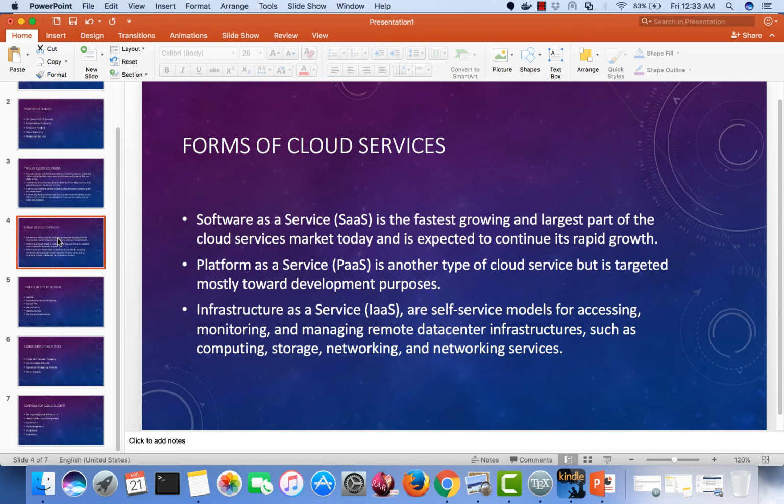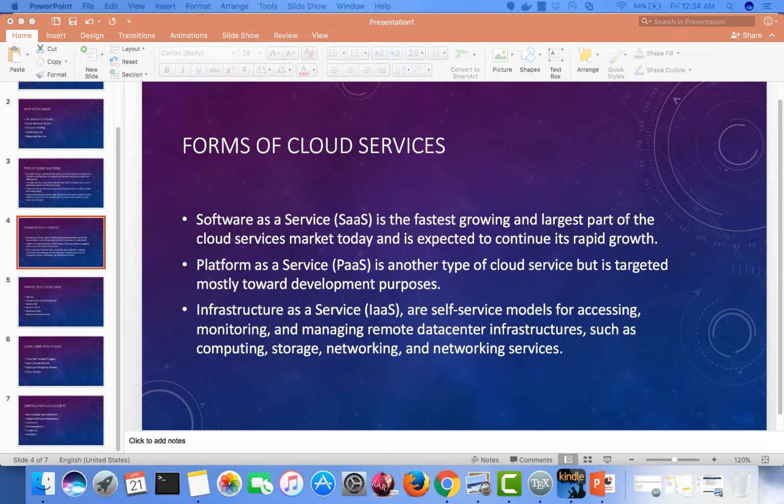The next one is infrastructure as a service. This is a self-service model for accessing, monitoring, and managing remote data center infrastructure, such as computing, storage, networking, and networking devices. An example of that would be firewalls or something like that. So this definitely has its advantages.